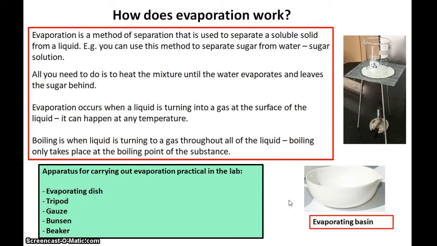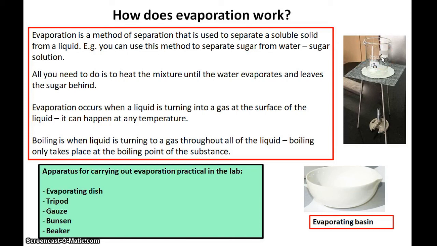Then the next one is evaporation. How does it work? With filtration, we separate an insoluble solid from a liquid. In evaporation, it's a soluble solid this time, so salt or sugar dissolved in water. You cannot use filter paper because they will both go through. All you need is to pour it into something that you can heat gently.